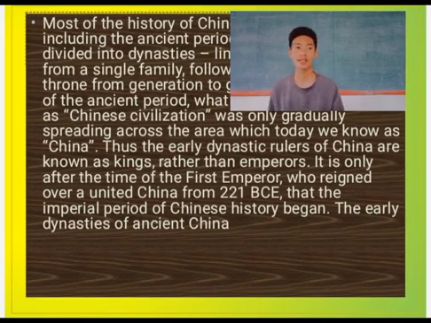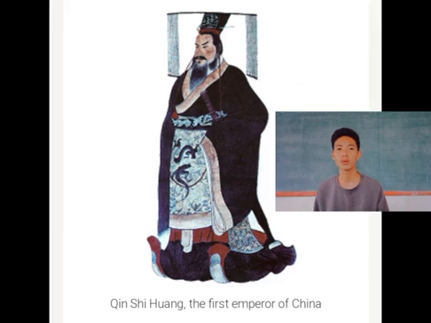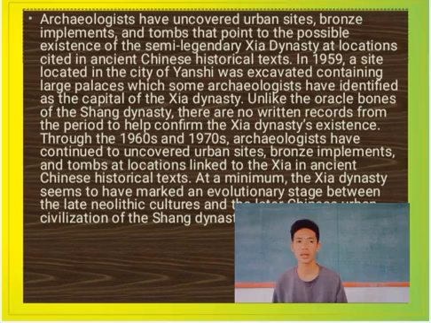China was ruled by an emperor for over 2,000 years. The first emperor was Qin Shi Huang, who took the title in 221 BC after he united all of China under one rule.